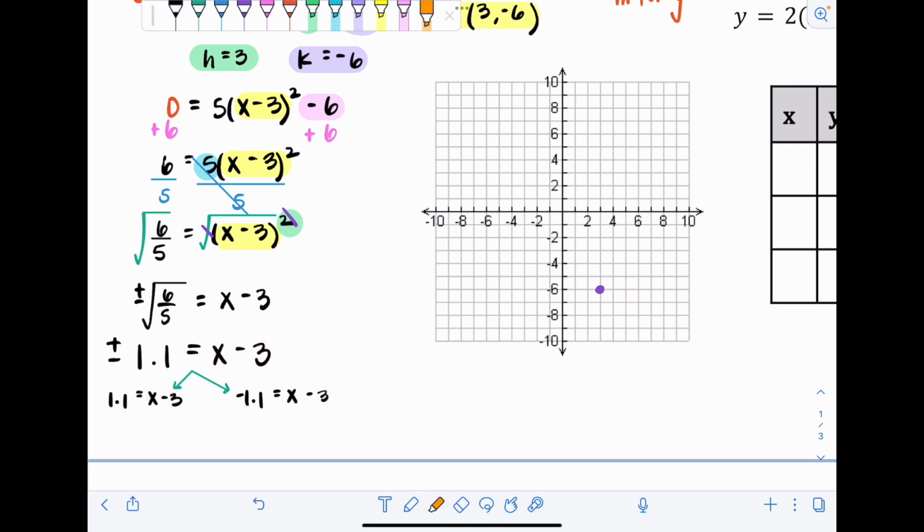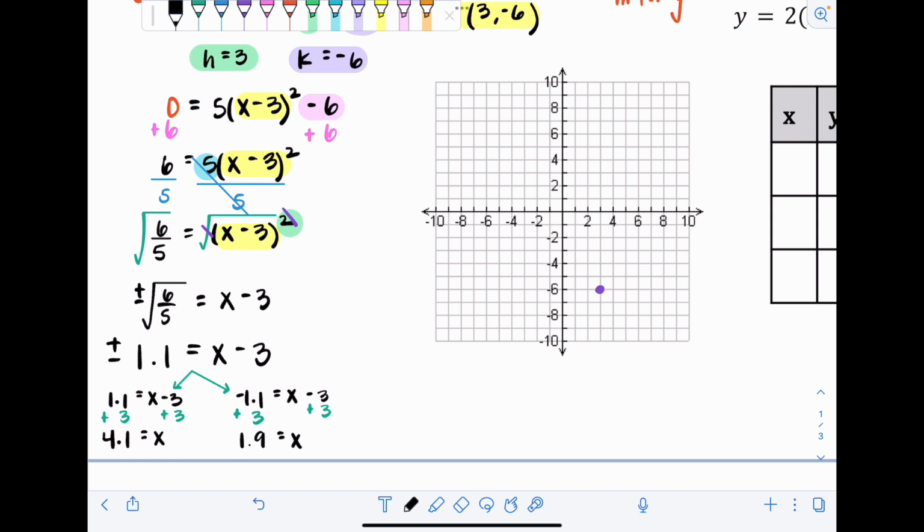And then now we solve each equation separately for x. If I want to cancel out the 3 that's being subtracted, I would add 3 to both sides. So 1.1 plus 3 would be 4.1, which is equal to x. And then I would add 3 to both sides over here also. Negative 1.1 plus 3 should be 1.9, which is equal to x.